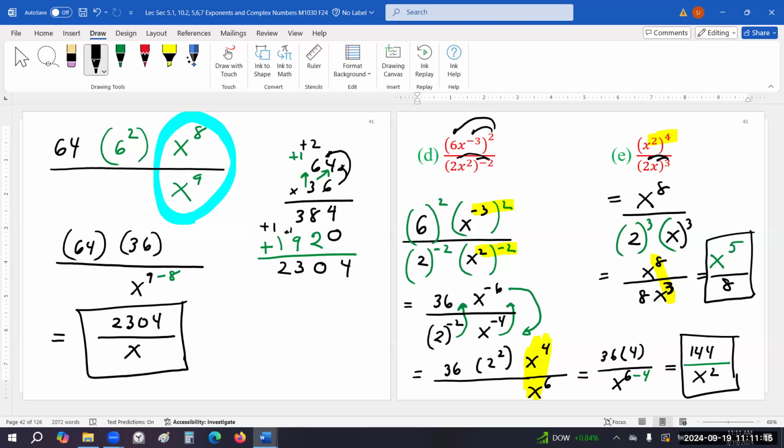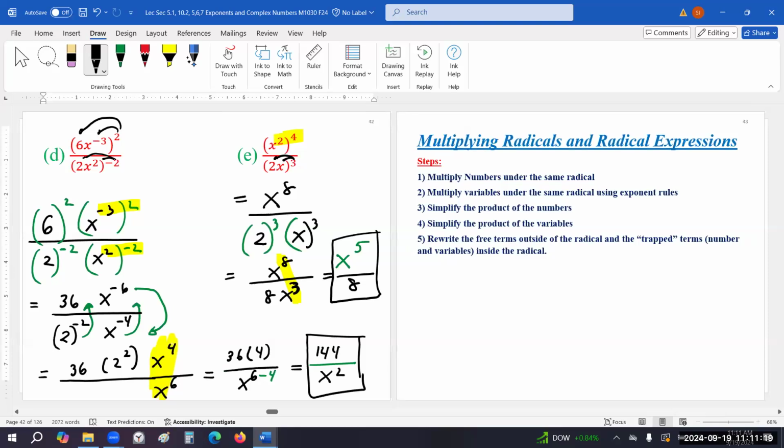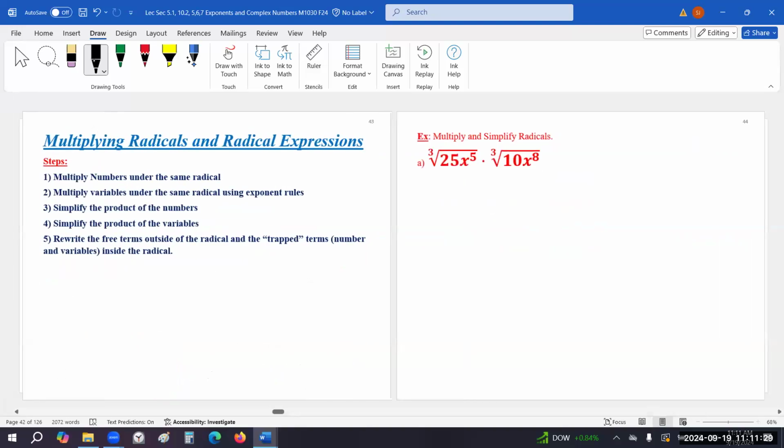Any other question? Okay, we are doing great. And now multiplying radicals and radical expression. When you multiply radicals, there are 2 rules. So one rule. We have to have the same type of radical.